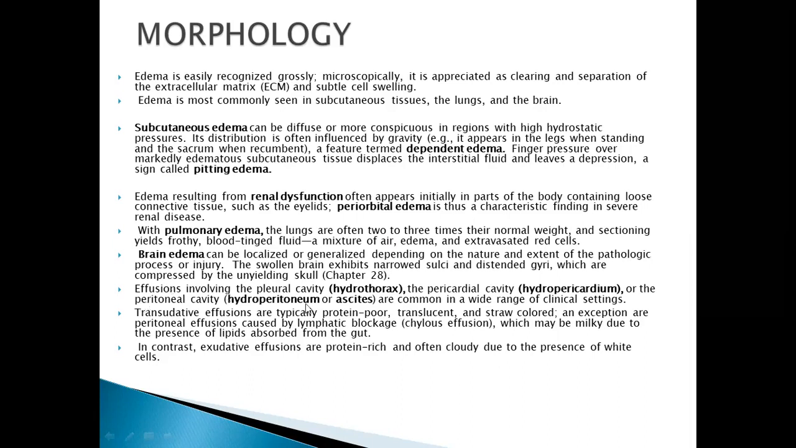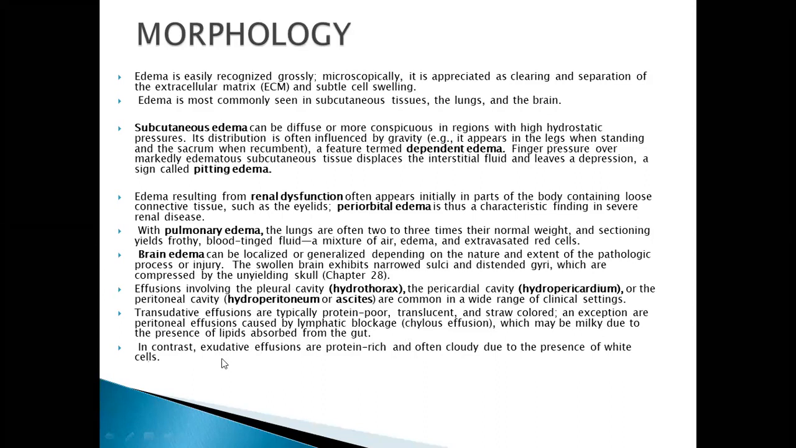Effusions involving the pleural cavity, hydrothorax, the pericardial cavity, hydropericardium, or the peritoneal cavity, hydroperitoneum or ascites, are common in a wide range of clinical settings. Transudative effusions are typically protein poor, translucent, and straw colored. An exception is peritoneal effusion caused by lymphatic blockage, chylous effusion, which may be milky due to the presence of lipid absorbed from the gut.